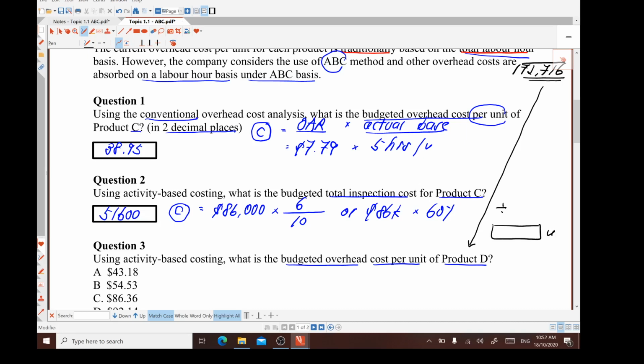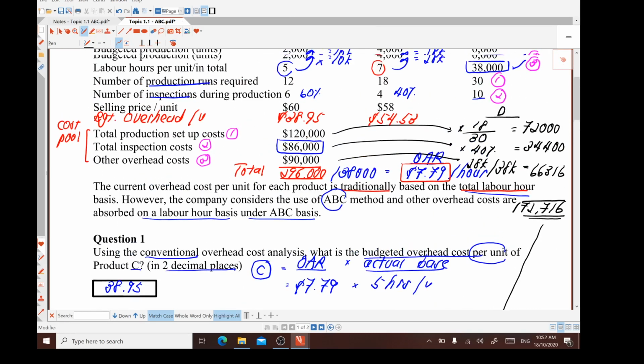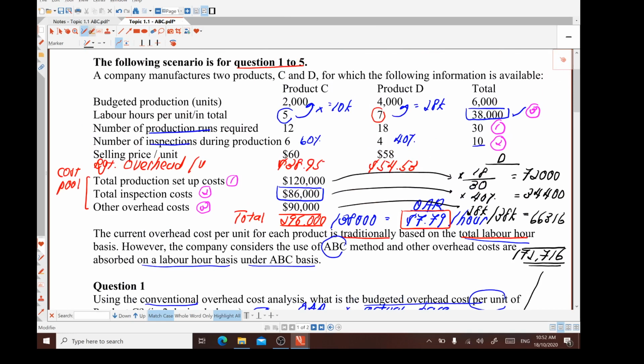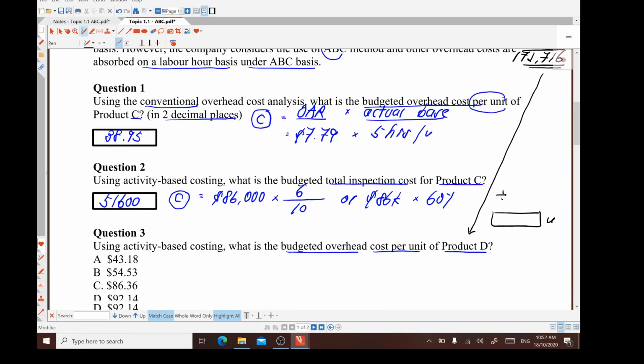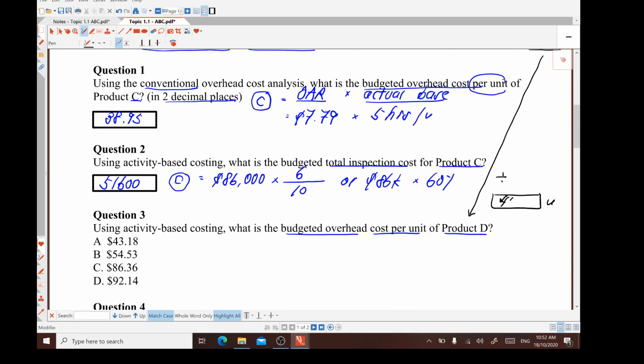All right. Now, let's have a look at what is the quantity for D. The quantity is going to be 4,000. Okay. So that's what we're going to do here. Divide by 4,000. All right, that's straightforward. And congratulations, you'll be able to get your answer. That's 43.18 in this case for your information.